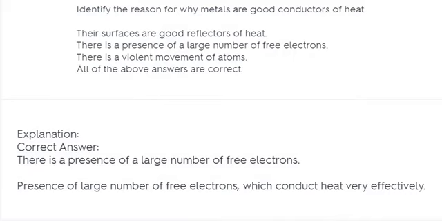Identify the reason why metals are good conductors of heat. Their surfaces are good reflectors of heat. There is a presence of a large number of free electrons. There is a violent movement of atoms. All of the above answers are correct. Explanation. Correct answer: there is a presence of a large number of free electrons, which conduct heat very effectively.